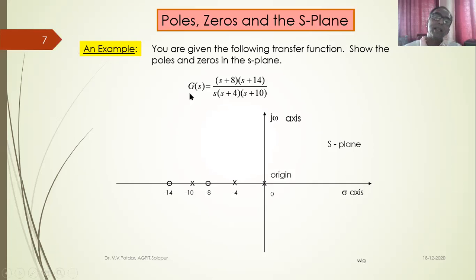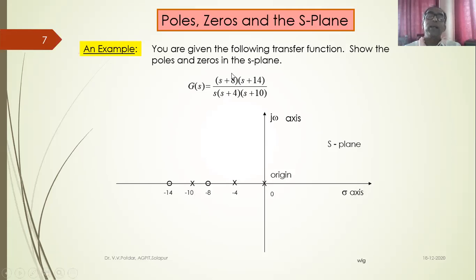Now let us see this transfer function. Please be attentive. G(S) is equal to (S plus 8) into (S plus 14) divided by S into (S plus 4) into (S plus 10). Now, can anyone tell me how many zeros there are for this transfer function? Two simple zeros. For what values of S do I get zeros? If I put S equal to minus 8, this term becomes 0 and the entire ratio is 0. So at S equal to minus 8, I have a zero.